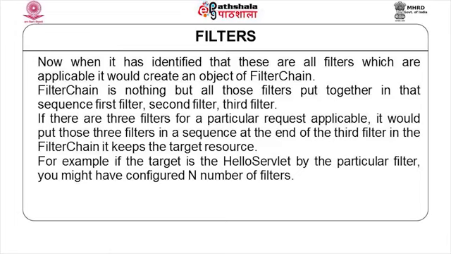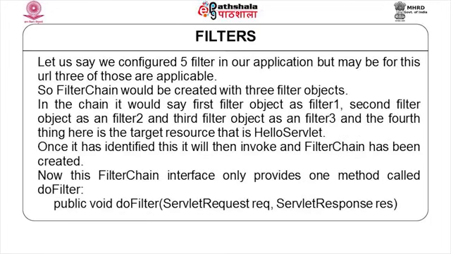So, a filter chain would be created with 3 filter objects. In this chain it would say first filter object is filter 1, second filter object is so and so filter, third filter object is another one, and the fourth thing which we have here is the hello servlet, which is actually the targeted resource. Once it has identified this, it will then invoke. So, filter chain has been created. Now, how does it work? The filter chain interface only provides one method, called doFilter. This doFilter method has only 2 parameters, the servlet request and the servlet response. So, what is being done here?